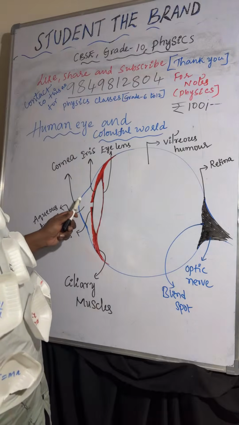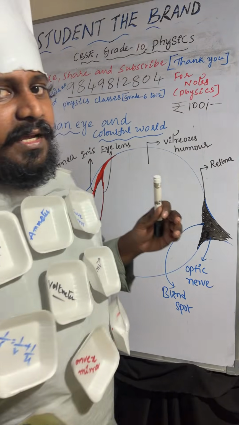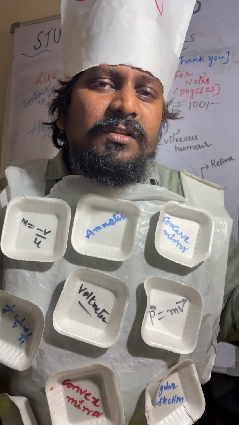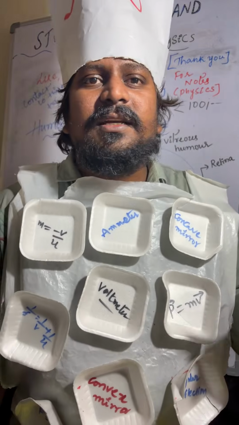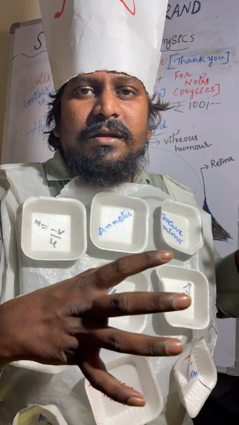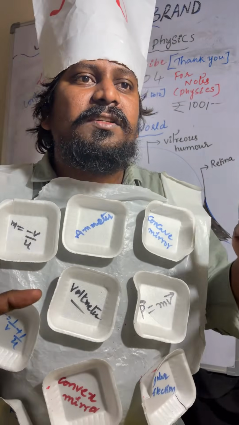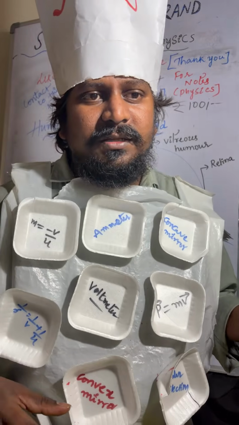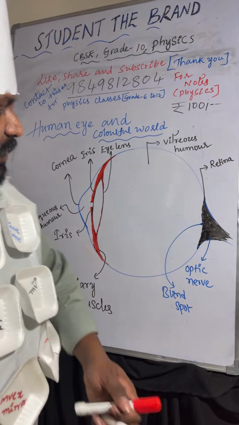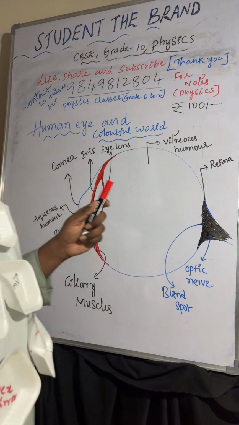So here you can see this is the cornea, the frontal protective layer of the eye, where most of the refraction takes place. Whenever light rays enter through the cornea, most of the refraction takes place at the cornea itself. That is the cornea.